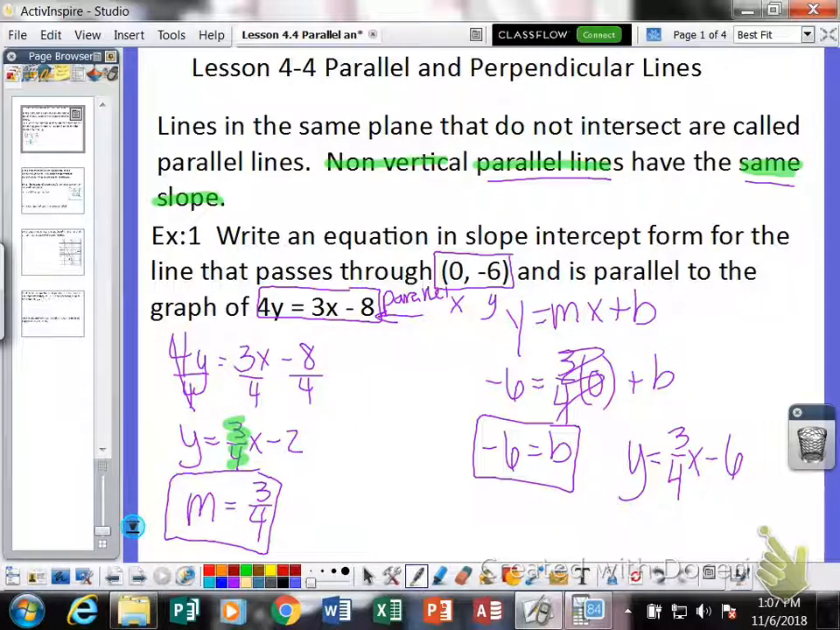So that is the equation. I know they are parallel because if I look here, 3/4 for the slope, 3/4 for the slope. They will not have the same y-intercept because they are two different lines, so they cross the y-axis in two different places. But they are parallel because the slopes are the same.